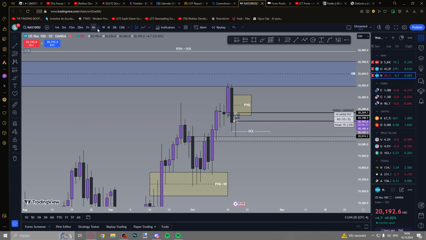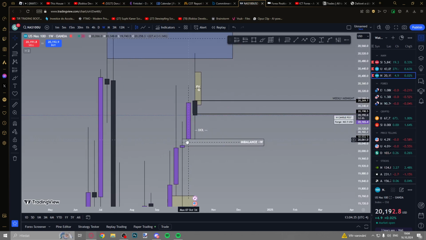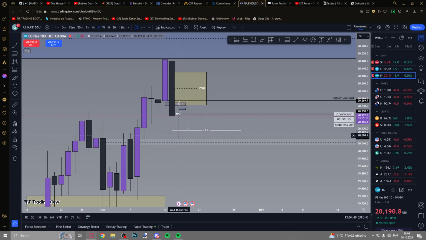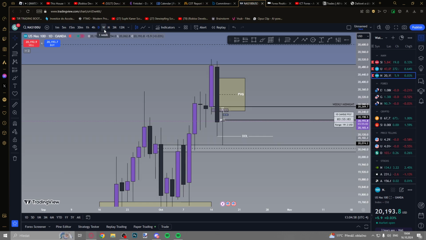So on the weekly, we have this volume imbalance, right? This volume imbalance between this candle's close and this candle's open. There's a big volume imbalance, and we went straight into that. That was my bias, right? The candle opens, goes down, rises up, and that did happen.